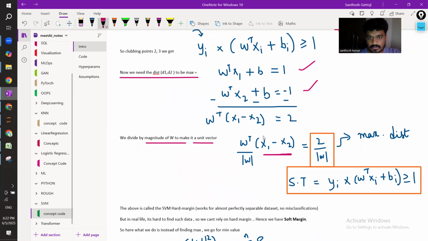W transpose (x1 minus x2) equals 2. So we divide both sides by the magnitude of this W. Now x1 minus x2 becomes a unit vector, and the distance is 2 by magnitude of W.